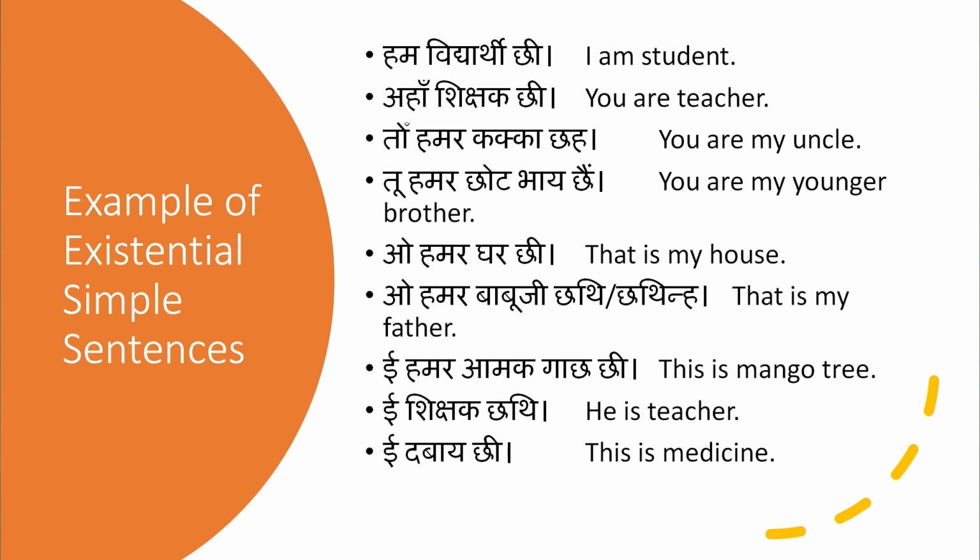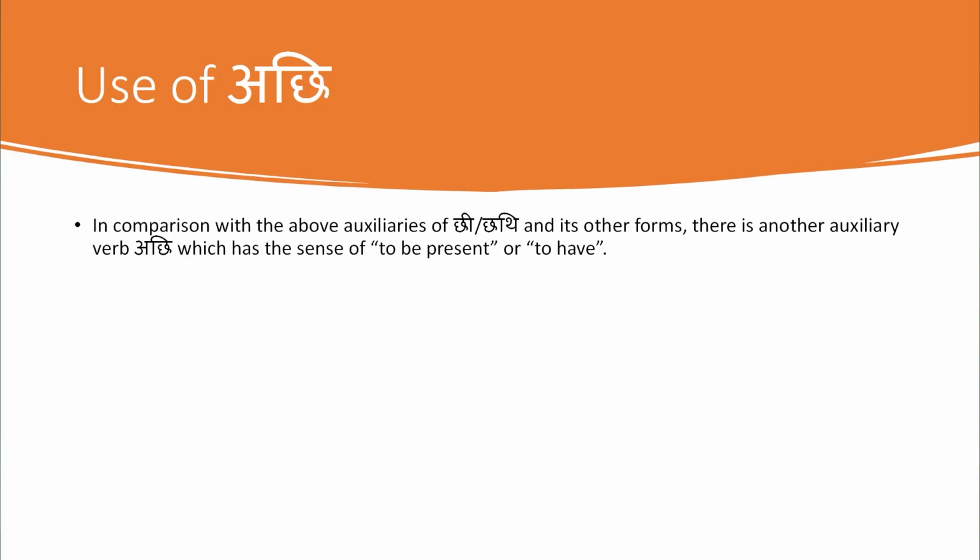Now, let us look at the use of the word ach. In comparison with the above auxiliaries of chi and chati and its other forms, there is another auxiliary verb achi, which has the sense of to be present or to have. So, it is not just existential, it is also to be in possession of something, or be or having or feeling something of this kind. Let us see the examples.